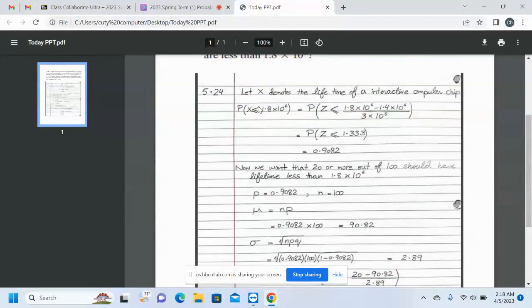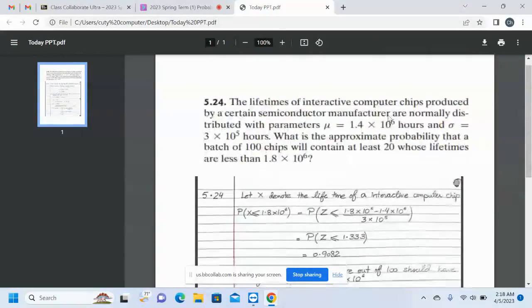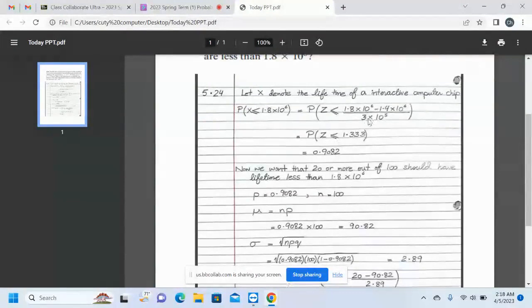Let x denote the lifetime of an interactive computer chip. The probability which we have to find, x less than or equal to 1.8 multiplied by 10 to the power 6, is equal to the probability of z less than or equal to 1.8 multiplied by 10 to the power 6 minus 1.4 multiplied by 10 to the power 6 over 3 multiplied by 10 to the power of 5. These values are given in the question. After calculation, we will get z less than or equal to 1.333, and after getting the value from the z table, we will get 0.9082.